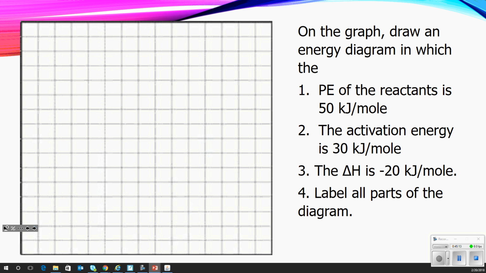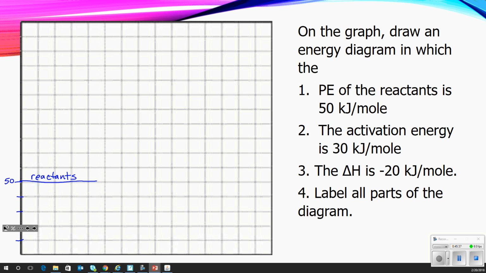All right, so now we're going to actually draw our own. So on the bottom one here, we're drawing our own. So let's read what's going on here. To draw the energy diagram, the potential energy of the reactants is 50. So I'm going to count up 10, 20, 30, 40, 50. So this is my 50, and I'm going to put my reactants right here.